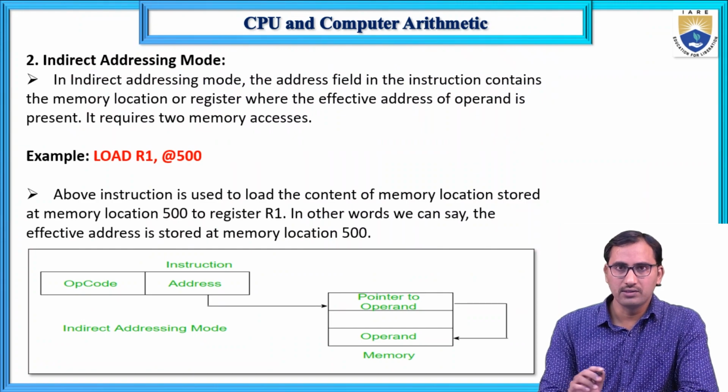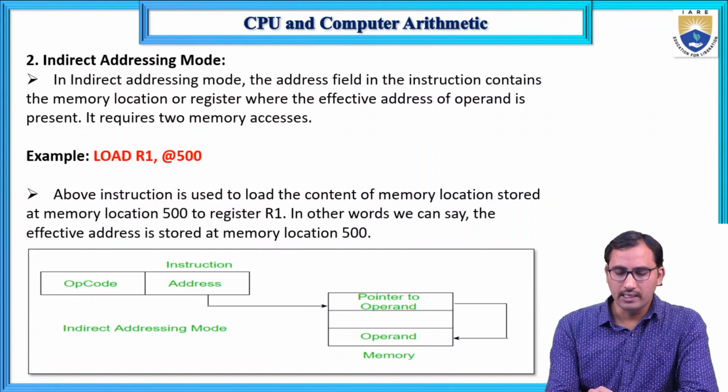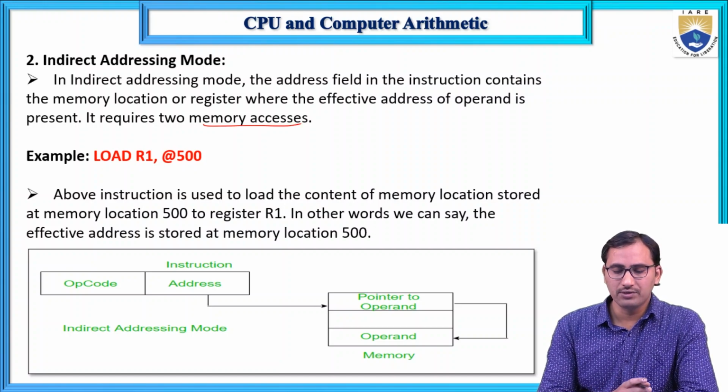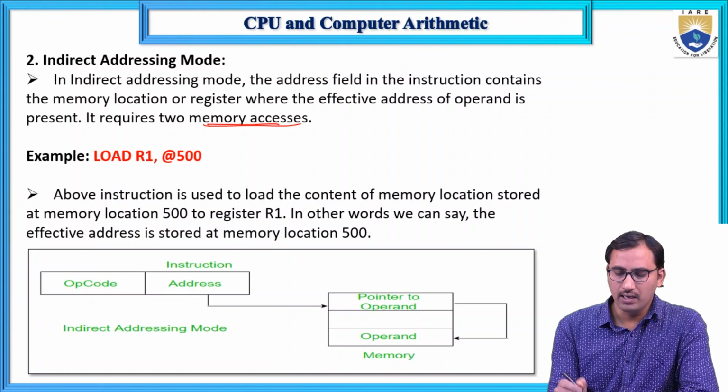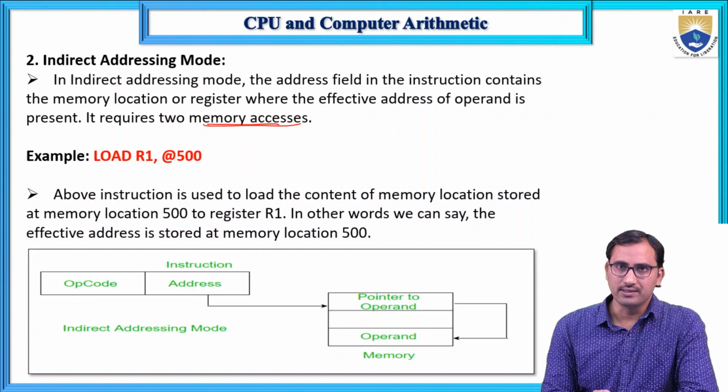Coming to the indirect addressing mode. In indirect addressing mode, the address field in the instruction contains the memory location or register where the effective address of the operand is present. It requires two memory accesses, whereas in the previous one, direct addressing mode, it requires only one memory access. But here, it requires two memory accesses in order to get the operand.